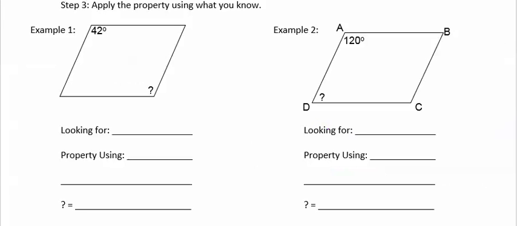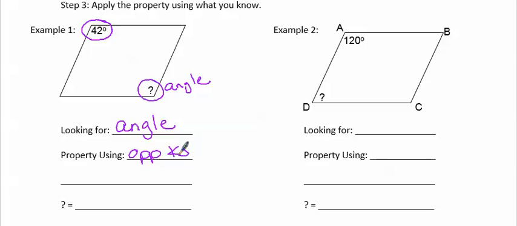I'm going to start with example 1. I notice that 42 degrees gives me a hint that I'm probably looking for, what's this? It's an angle. So I'm looking for an angle. Now, which property deals with angles? My opposite angles are congruent. So how would I set this up? I would say that the question mark is equal to 42 degrees.